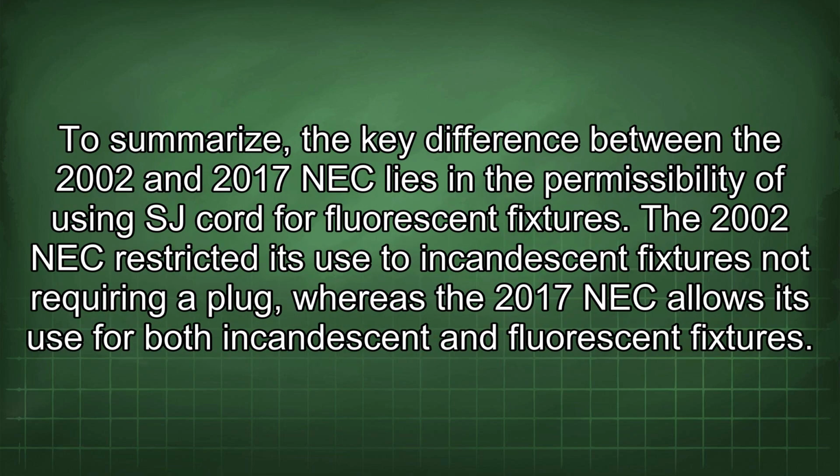To summarize, the key difference between the 2002 and 2017 NEC lies in the permissibility of using SJ cord for fluorescent fixtures. The 2002 NEC restricted its use to incandescent fixtures not requiring a plug, whereas the 2017 NEC allows its use for both incandescent and fluorescent fixtures.